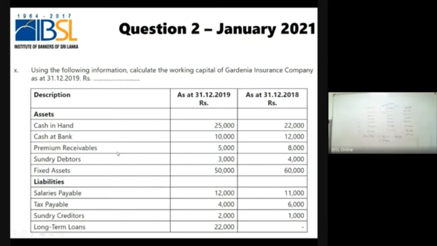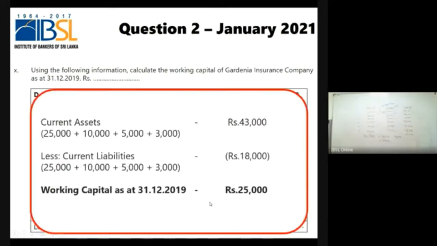So what is your current assets? 25 plus, and they are asking for 2019. So this column is not relevant at all. So 25 plus 10, 35, 40, 43. Current assets is 43. What is my current liabilities? 12, 4, 16, and 2, 18. So 43 minus 18, and working capital is 25,000.